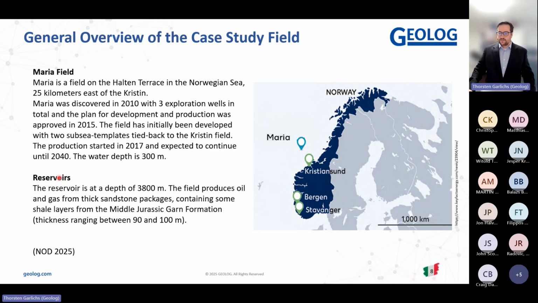The field produces oil and gas from 6 sandstone packages containing some shales and layers. These are mainly coming from the Middle Jurassic Garn Formation. The thickness of the reservoir is roughly 90 to 100 meters. On the right side, you see more or less the location of the Maria field in the Norwegian Sea and next to Norway.